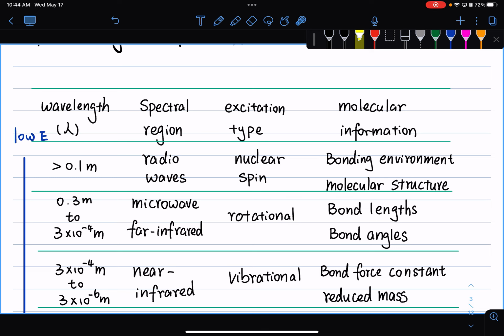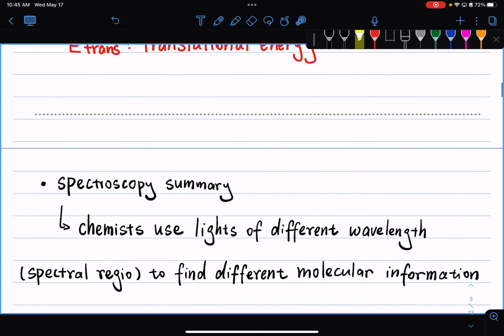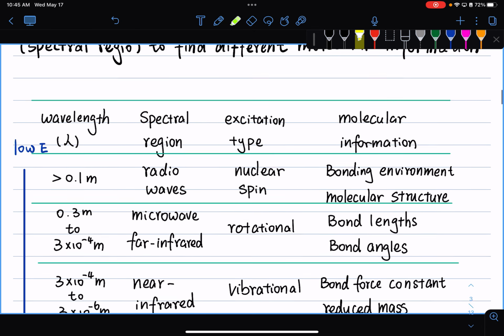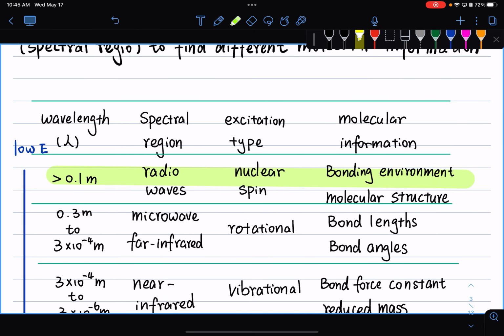A low energy wave is like a radio wave. A higher energy wave would be like X-ray. And it can excite different kinds of quantum states in your molecule, and it gives you different kinds of molecular information. So for example, the first one, excitation of the nuclear spin, is the NMR we were talking about. Remember, we're using radio waves to get the NMR, and it gives us information like bonding environment and molecular structure. We spent almost 3 lectures talking about NMR before.